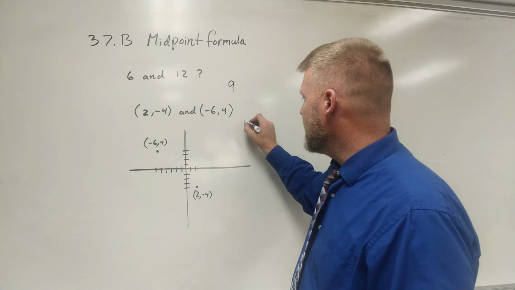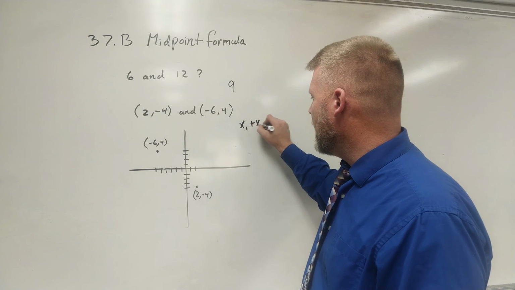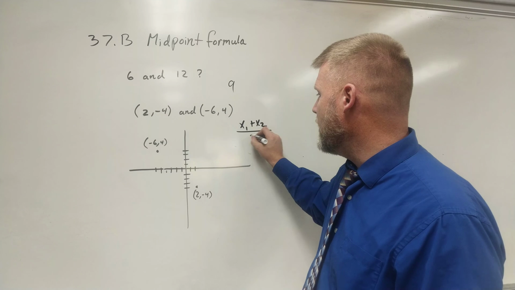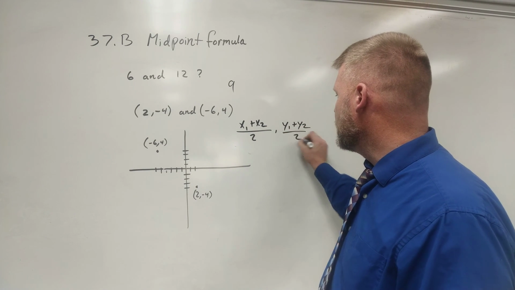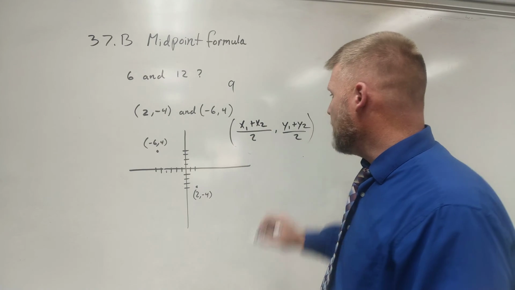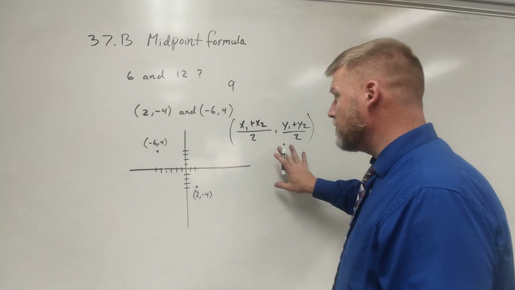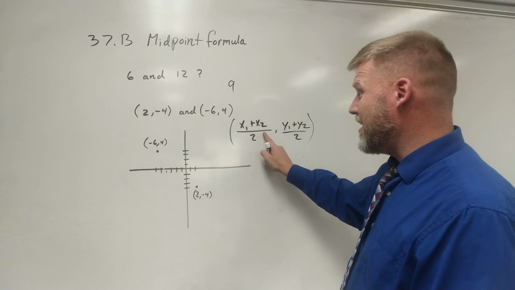Well, I would realize it is the x1 plus x2 value divided by 2 and the y1 plus y2 value divided by 2. And that would be my midpoint formula. You can memorize the formula, but if you just remember, it's just the average.